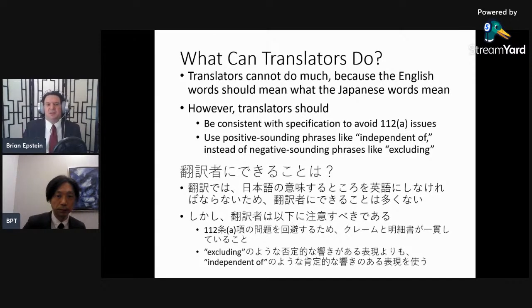The other thing that translators can do is try to use positive sounding phrases like independent of instead of negative sounding phrases like excluding. The reason again is that examiners tend to view these more favorably. They tend to create fewer issues, and the meaning should be very similar in some cases, at least, to probably the source language negative limitation. And that concludes us.